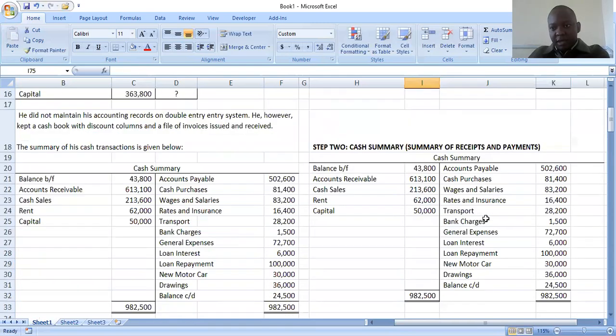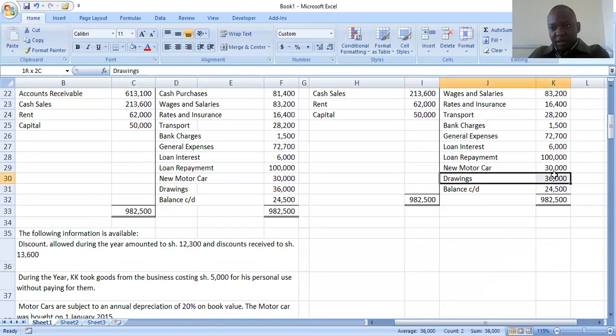Then the last item in the cash summary is drawings. In this case, cash has gone down, so it has been credited. And we say that drawings is a deduction in capital. So whenever drawings are made, we're supposed to debit the drawings account. So therefore, we open the drawings account and debit.